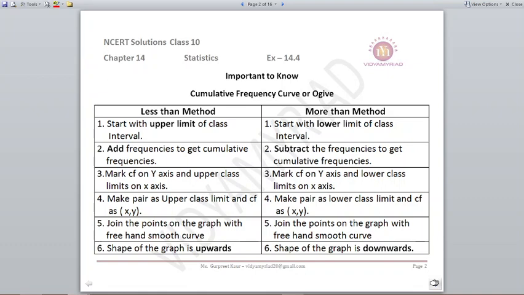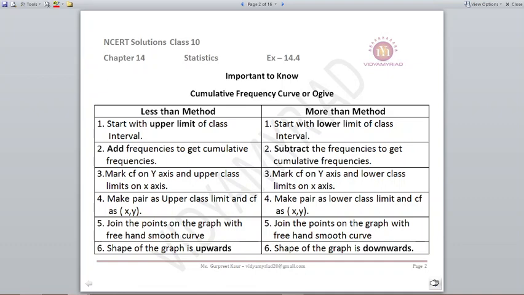Here we are going to start with the upper limit of the class interval, and we will add the frequencies in order to get the cumulative frequencies. Then on the graph there is the x-axis and y-axis. On the x-axis we will mark upper class limits, and on the y-axis we will mark the cumulative frequencies. The upper class limit and cumulative frequency will be taken as x, y, and we will plot them on the graph and draw a freehand smooth curve. We will observe that the shape of the graph is upwards.